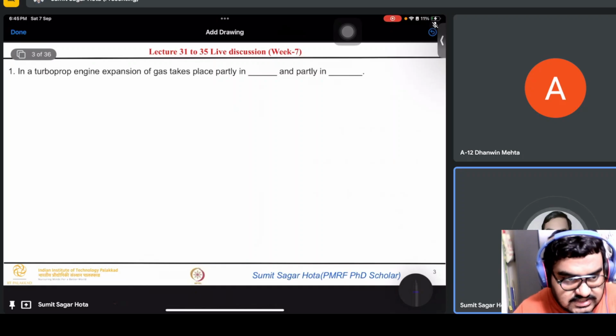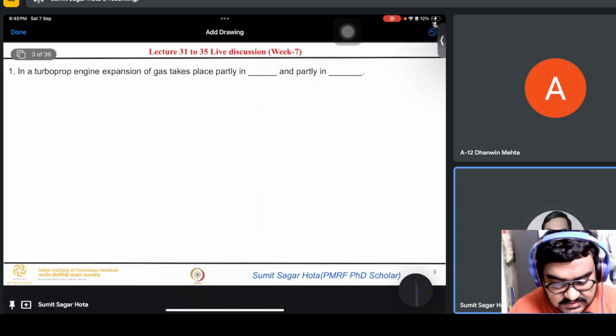The first question is, in a turboprop engine, the expansion of gas takes place partly in dash and partly in dash.